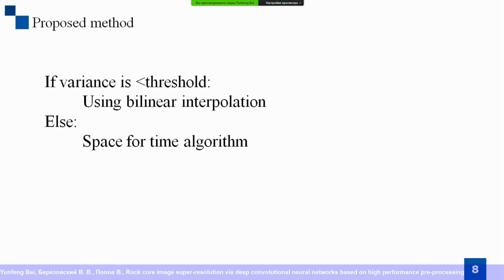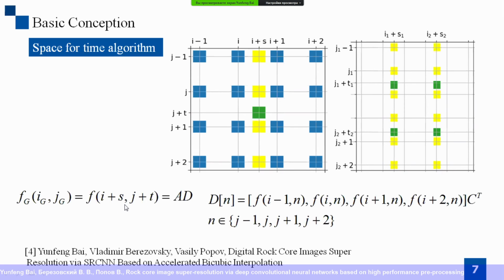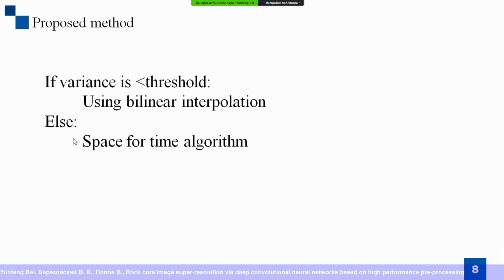And after that, in this work, we found that these two methods, the two ideas, still can be combined to use together. First, for the variance smaller than 3, we use the bilinear interpolation to calculate this part, to calculate the yellow part. And for the other area of the images, we use the space for time algorithm, like this.